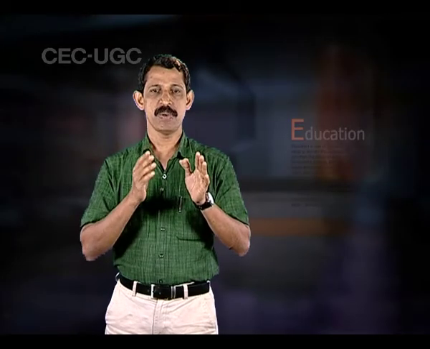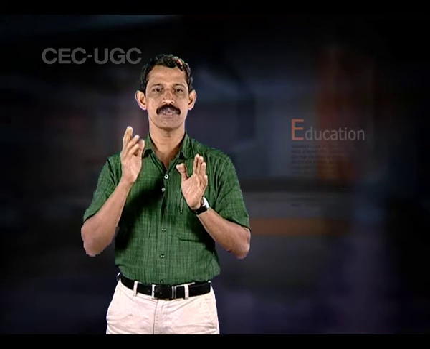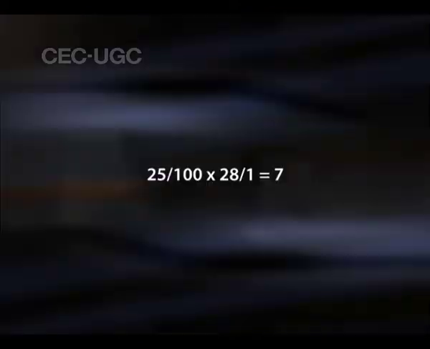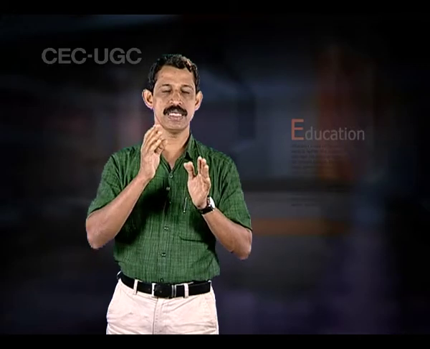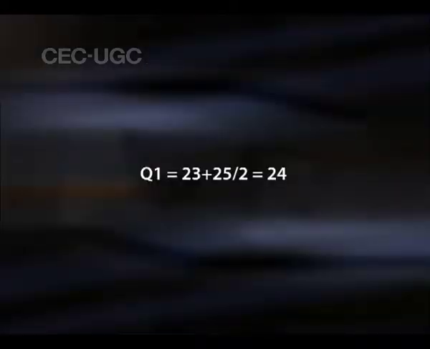Find the 25% or 1/4 of the number of scores, that is 25 divided by 100 into 28 divided by 1, that is 7. Count from below along the frequency column until you get 25% of the cases. This gives Q1. It is between 23 and 25, that is Q1 is equal to 23 plus 25 divided by 2, that is 24.